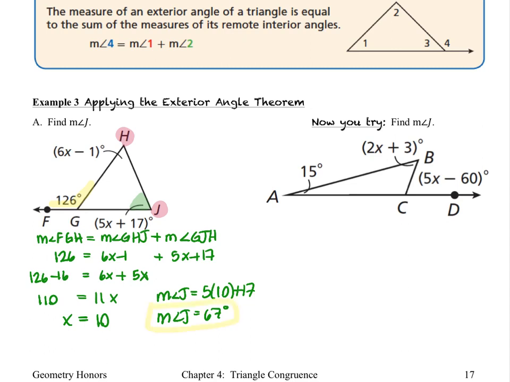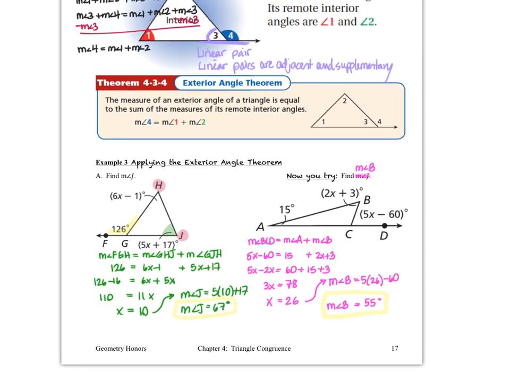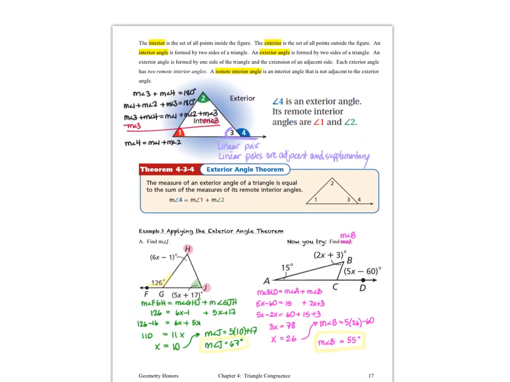And it's time for you to try the next problem, but there's a typo, and instead of the measure of angle J, you're going to be finding the measure of angle B. Go ahead and switch the video off, do all of your work, and turn it back on when you're ready to check your answer. As long as we follow the same strategy, we're going to get a correct answer. Measure of angle B is equal to 55 degrees.